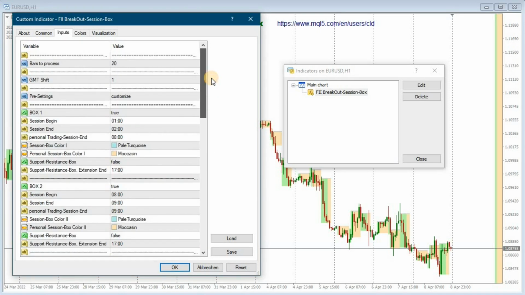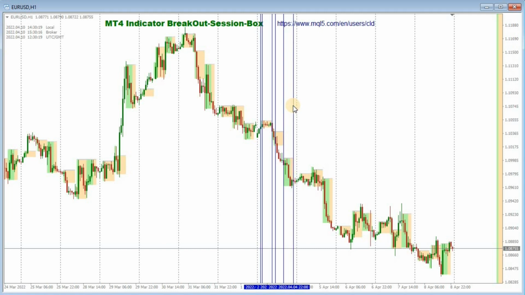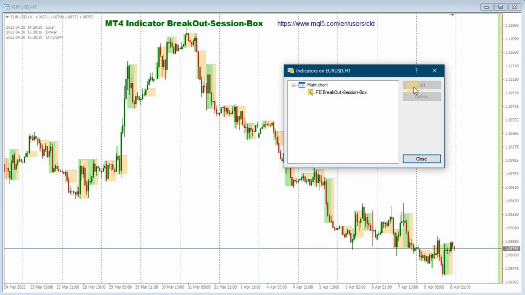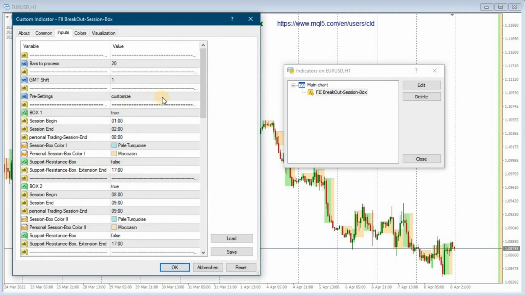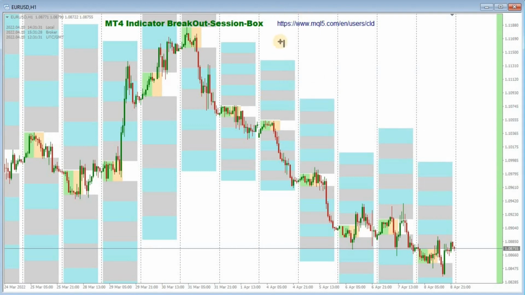And now, the 1-hour chart with default settings, the Asian session, the European session, and the US session. Here are some settings you can use. Here we have the Asian session with the support and resistance boxes, if you want to use the breakout session box as a trading system.